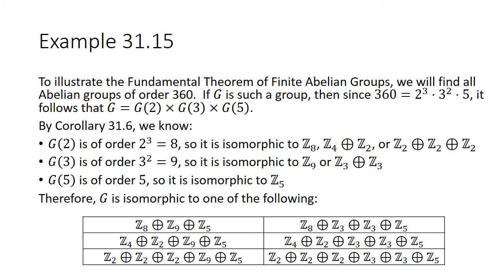When you put those things together, you combine all of those different factors in all of the possible ways. You have 3 choices from the first line, 2 choices from the second, and 1 choice for the last one. So you get 6 possibilities in total. Half of them have Z9, and half have the external direct product of Z3 and Z3. Then 2 of them have Z8, 2 have the external direct product of Z4 and Z2, and 2 have the external direct product of Z2, Z2, and Z2. And they all have Z5. So you just combine those in all the possible different ways, and that's it.